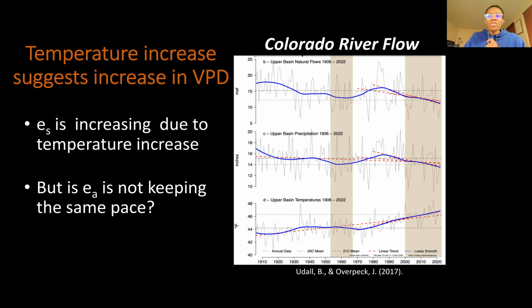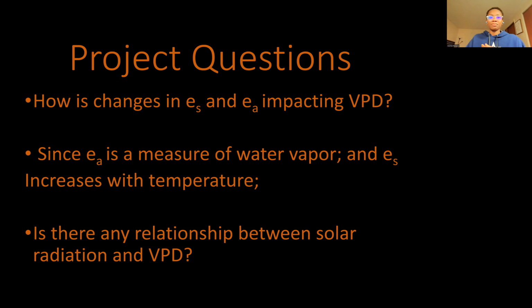What we can see is that temperature is showing an increasing trend, but precipitation is showing more variability. And towards the end of the time series, you can see a decline. So one complexity about VPD is that we know saturation vapor pressure is increasing, but what we don't know is if actual vapor pressure is increasing at the same rate as ES at specific locations.